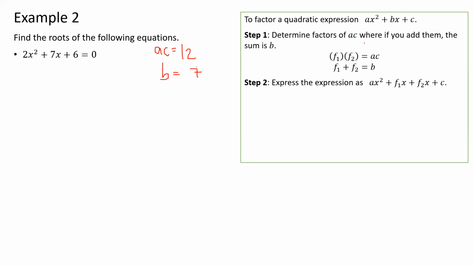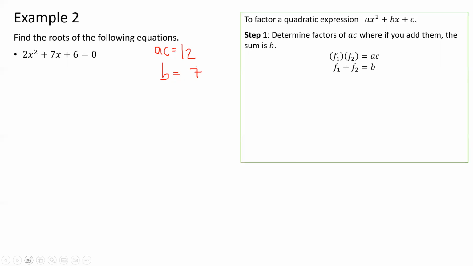Okay, let's determine the factors of 12. Before step 2, still on step 1. Let's determine the factors of 12, where if we add them, the result must be b, which is 7. What are the factors of 12 that when we add them, that is equal to 7?